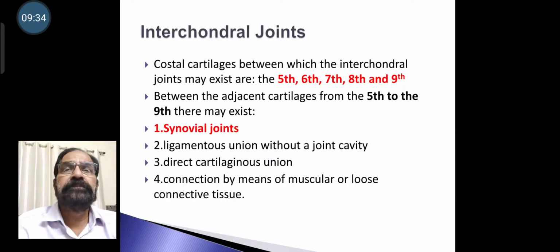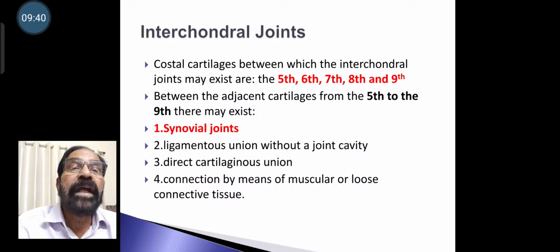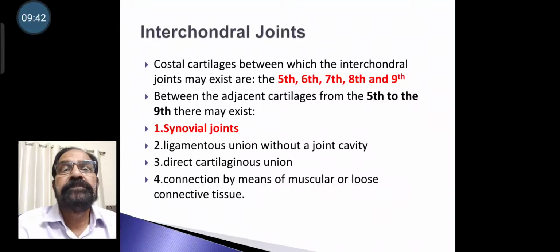Interchondral joints. The costal cartilages between which interchondral joints may exist are 5, 6, 7, 8 and 9. Between the adjacent cartilages from 5th to 9th there may exist either of these: synovial joints, ligamentous union without joint cavity, direct cartilaginous union, or connection by means of muscle or loose connective tissue.